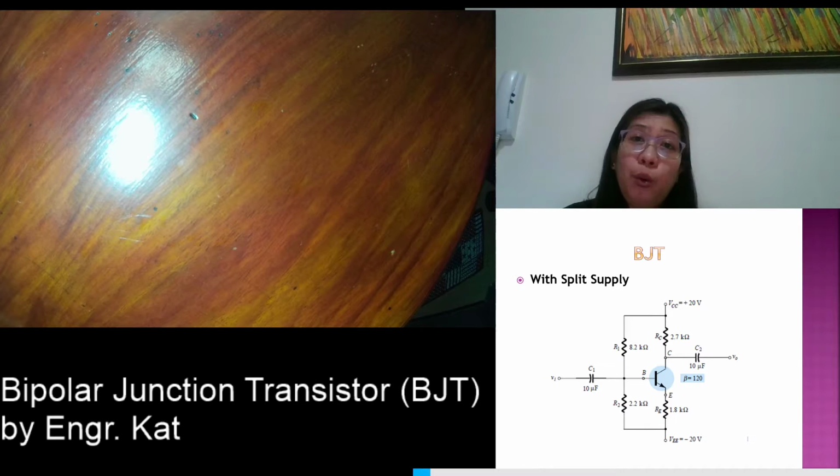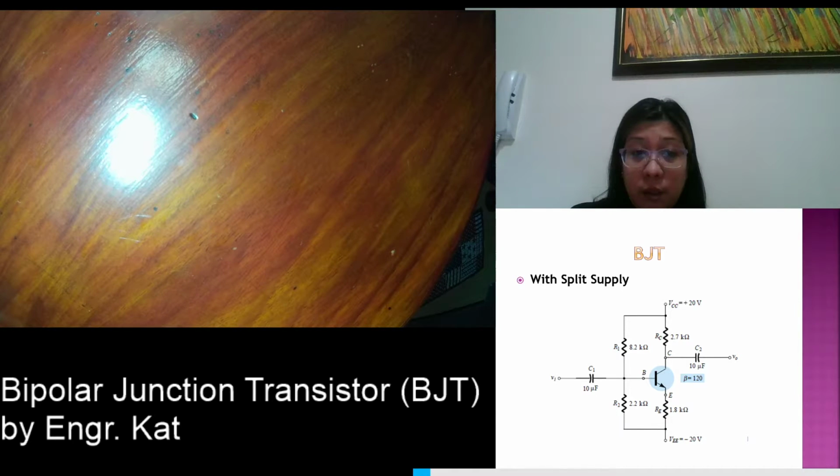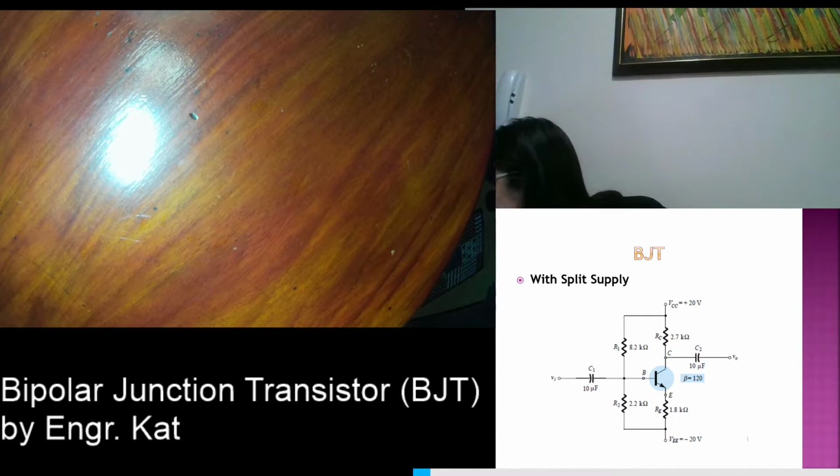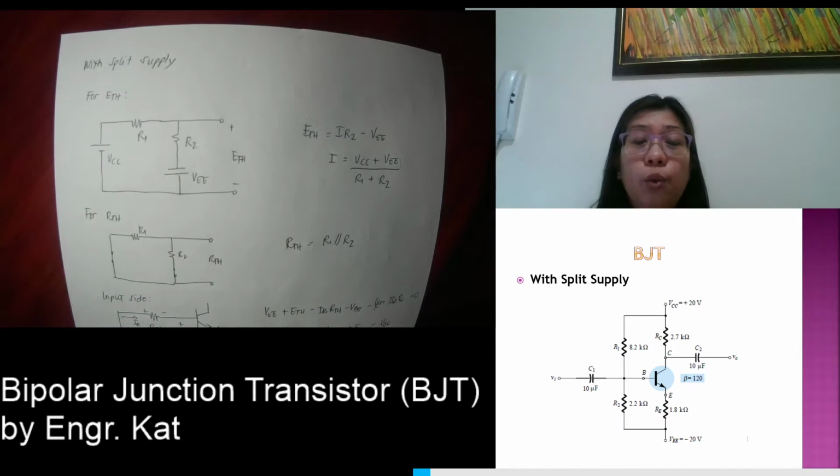Okay, so what did we do in the voltage divider? We Thevenized this portion of your circuit: VCC, R1, and R2, we Thevenized that. But as you can see, your R2 is also connected across your VEE. So in Thevenizing the circuit, your VEE here is included. Okay, so what will be the effect? With split supply, the same procedure, we will still need to Thevenize your circuit.